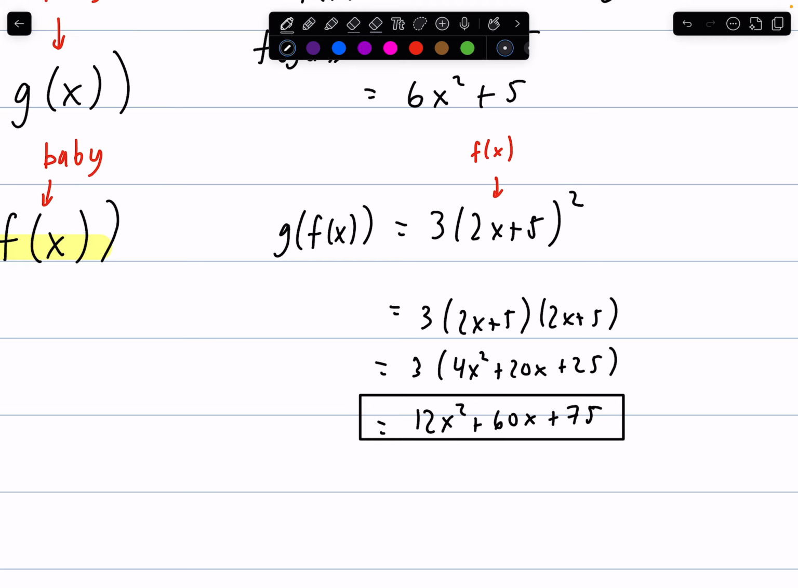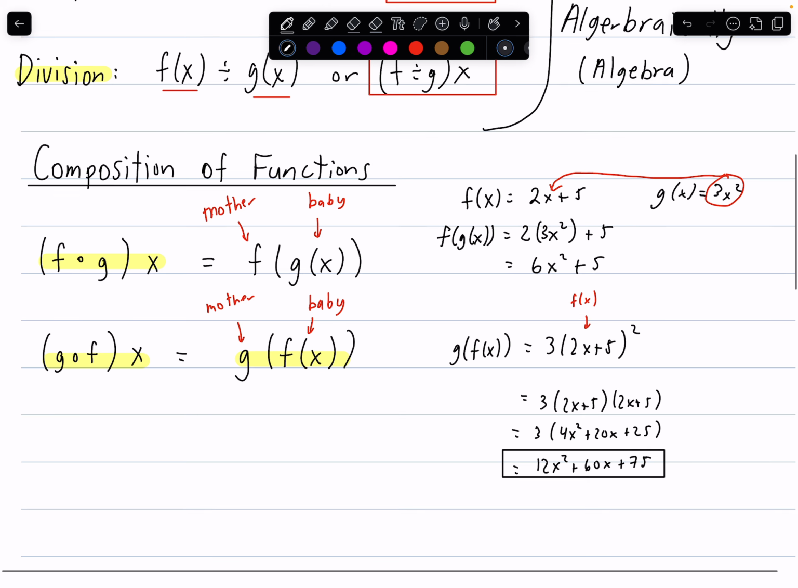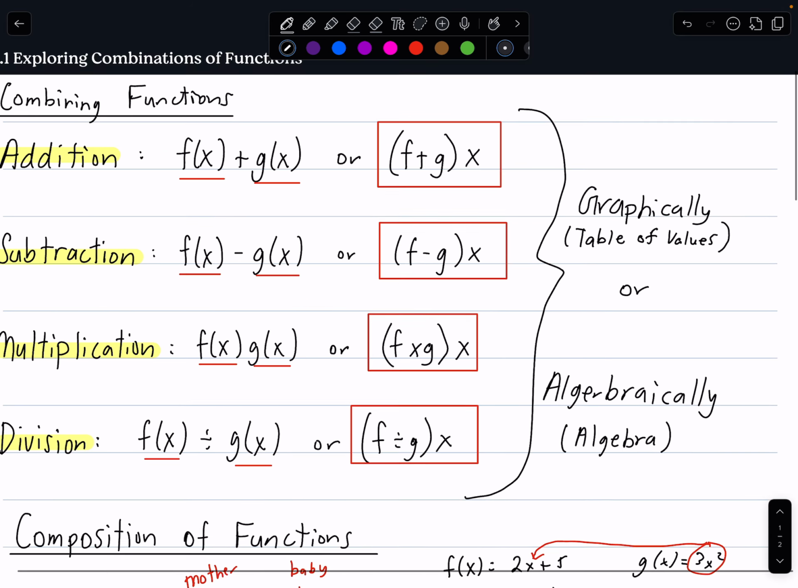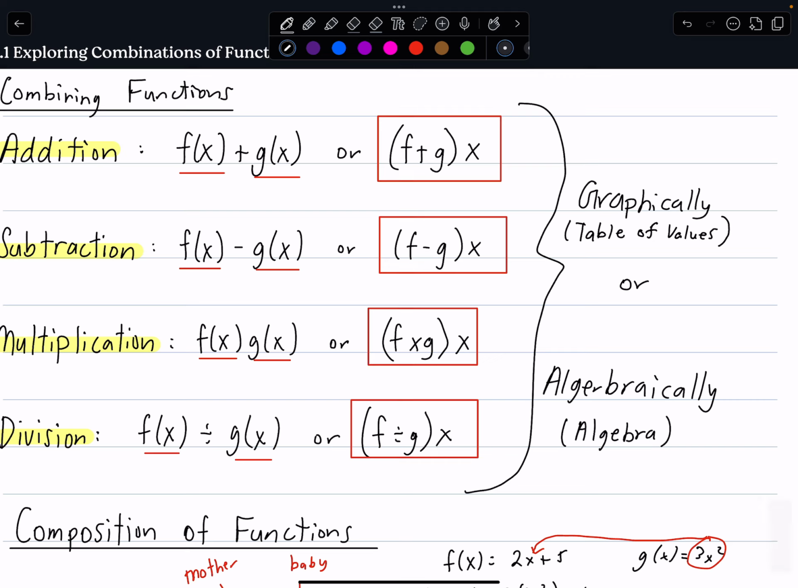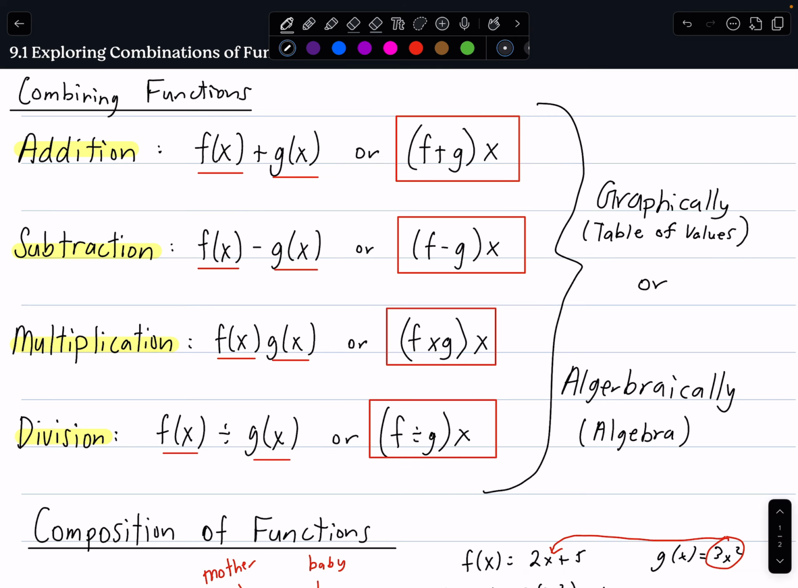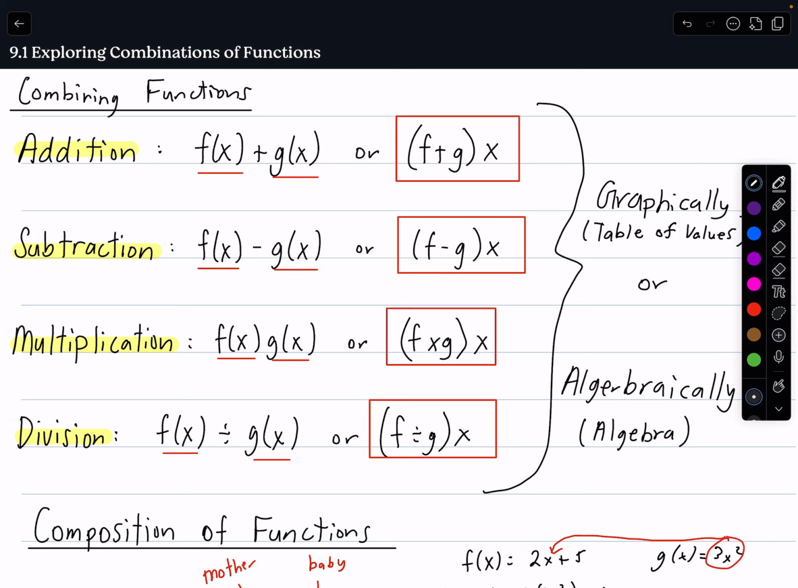Okay? So composition of functions are very different. It's putting a function within another function, right? Either putting f at x within g at x or g at x within f at x. Combinations of functions are using order of operations within functions. So either adding them, subtracting them, multiplying them, or dividing them, and we're doing this either graphically, using a table of values, or algebraically. So I hope this video meant a lot to you guys, and I hope you guys understand the basic concepts.